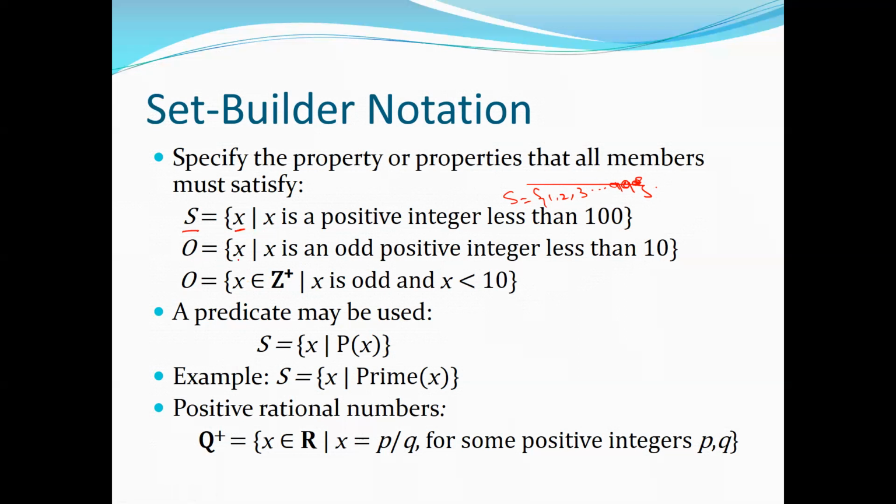Similarly, O is equal to X such that X is an odd positive integer less than 10, right? That means it contains the elements from 1 to 9, that is all positive odd integers. Similarly, O is another set: all the elements X belonging to Z plus such that X is odd and X is less than 10, right? So that means positive integers.